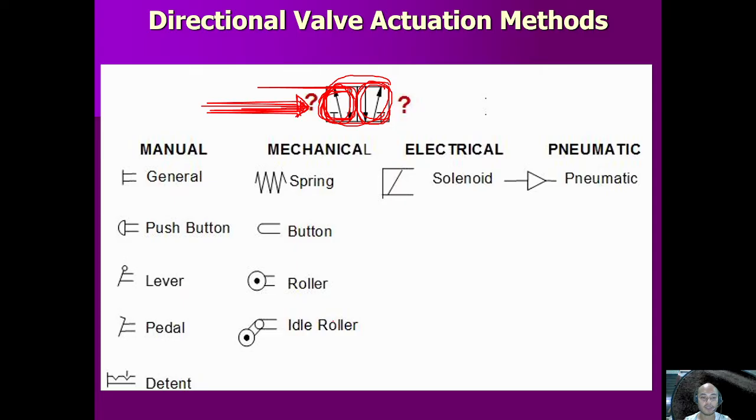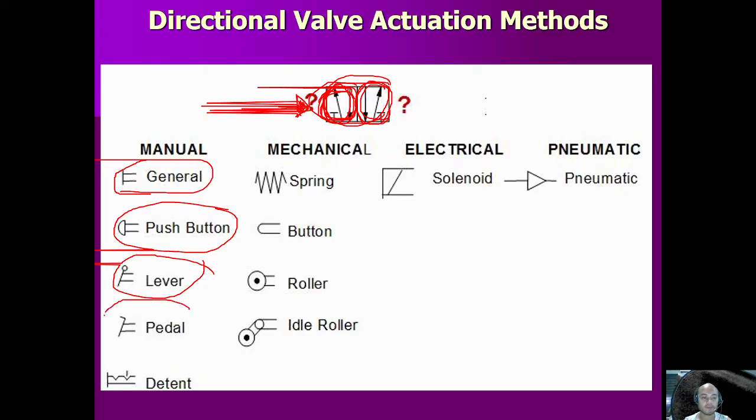So there are many kinds of actuation methods that we can use. First, we have general, so you can use it manual. We have push button. So if you push it, the actuation will flow, or the valve will be activated. Okay, next we have a lever. Lever type is still manual. We hold the lever and then push it to wherever we want it to go. And then we have pedal. You can use your feet to activate this.